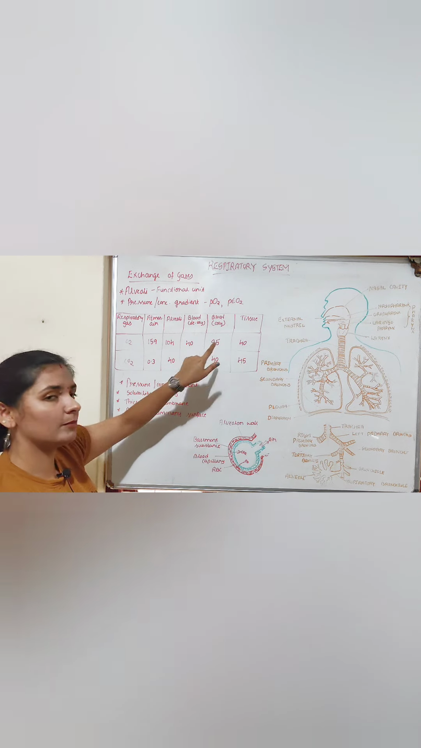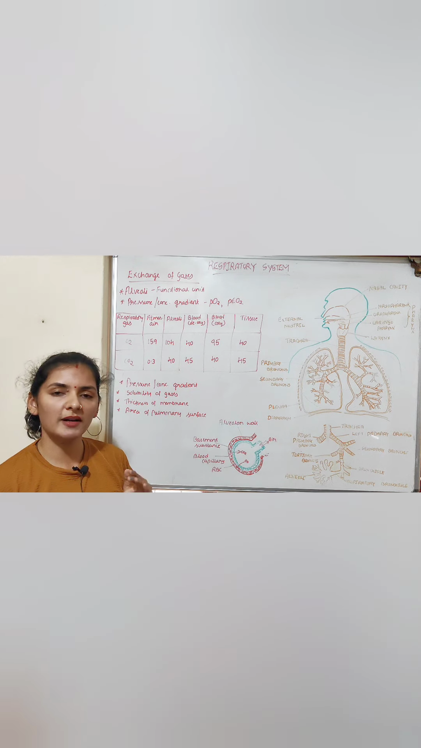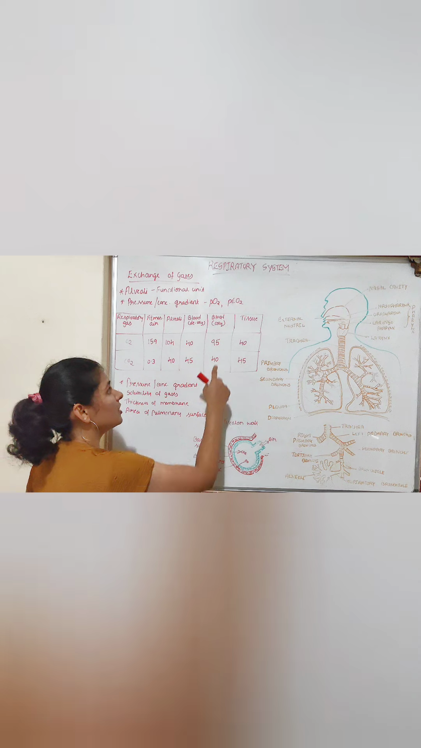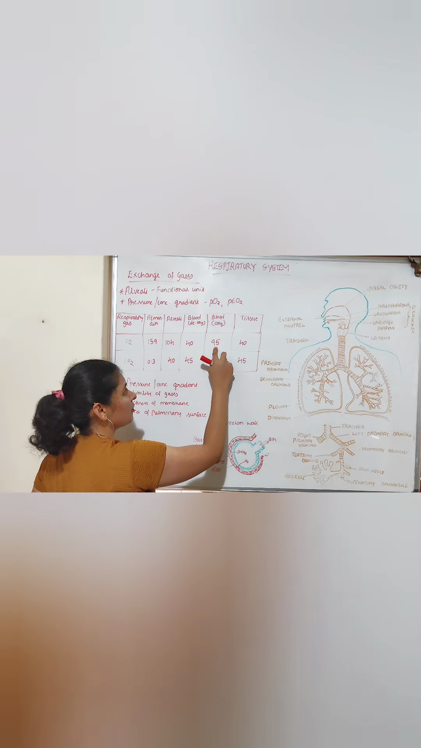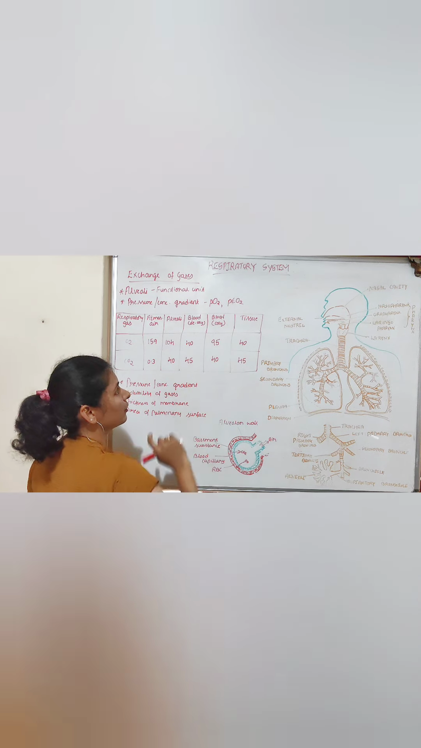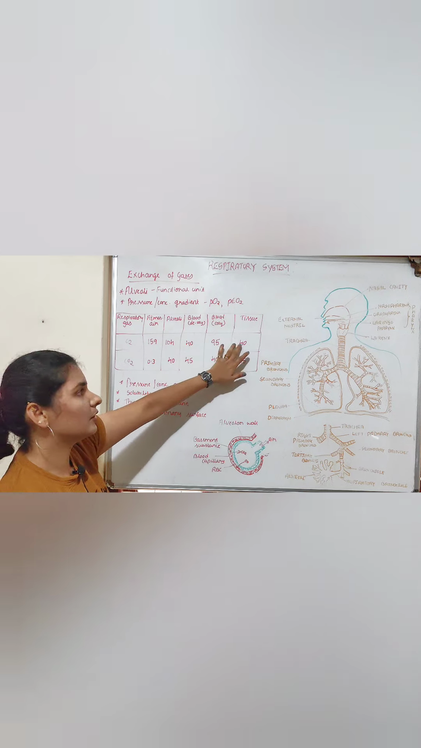So this oxygenated blood now enters the left part of the heart, that is left atrium and left ventricle, and it will be pumped to different parts of the body. This oxygenated blood has a partial pressure of 95, and at the tissue level the partial pressure is 40, so way less when compared to the blood. So obviously the oxygen will move from the oxygenated blood to the tissue.